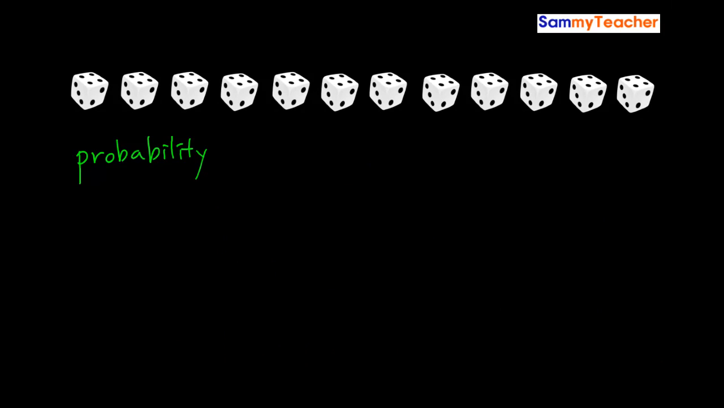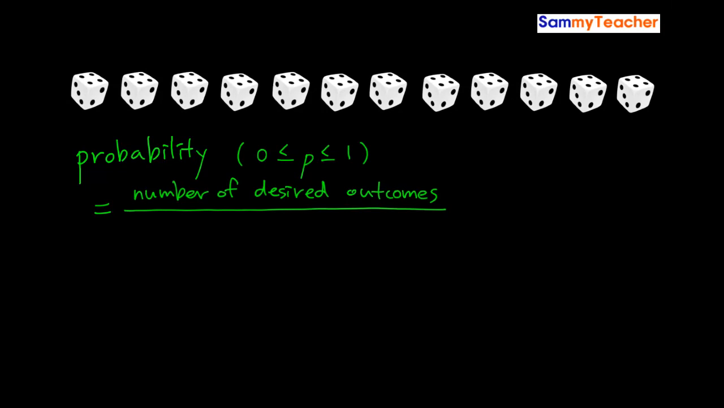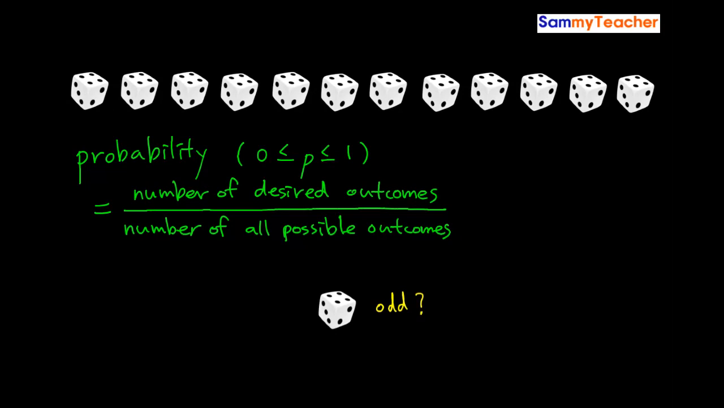Now, let's talk about probability. Probability is a number between 0 and 1, inclusive, and it can be defined as number of desired outcomes out of number of all possible outcomes. 0 means it's impossible to get the desired outcome, and 1 means it's 100% that we will get the desired outcomes.